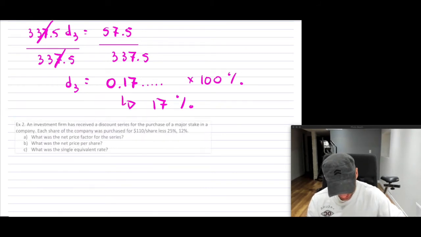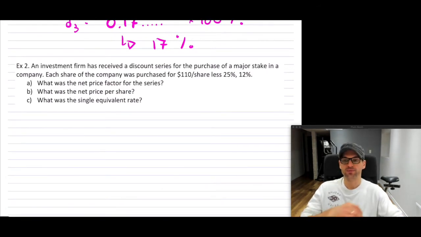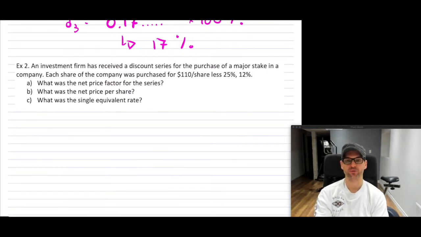Here is example number 2. Let's walk through it. An investment firm has received a discount series for the purchase of a major stake in a company. Each share of the company was purchased for $110 per share, less 25%, 12%. Those are my discounts. So I have another discount series there. Now it's only 2.